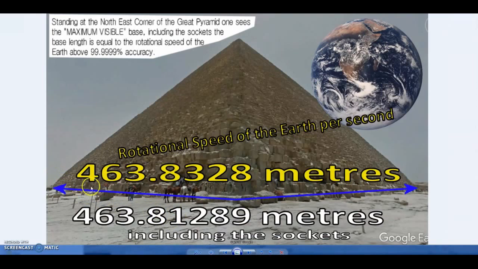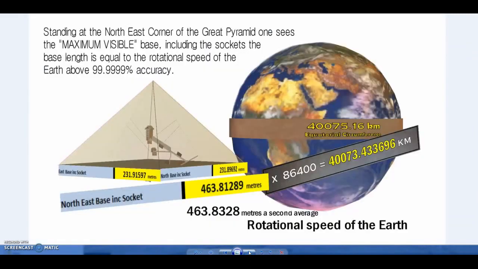Now, standing at the northeast corner, what we have to begin with is the rotational speed of the Earth per second, the 86,400 seconds per day, defined by the Egyptian Royal Cubit, an Old Kingdom cubit, which is the cubit recognized to be the one used on the Great Pyramid itself. Multiply, so this is within accuracy equivalent to, or 99.999999% accurate compared to the best modern satellite surveys.